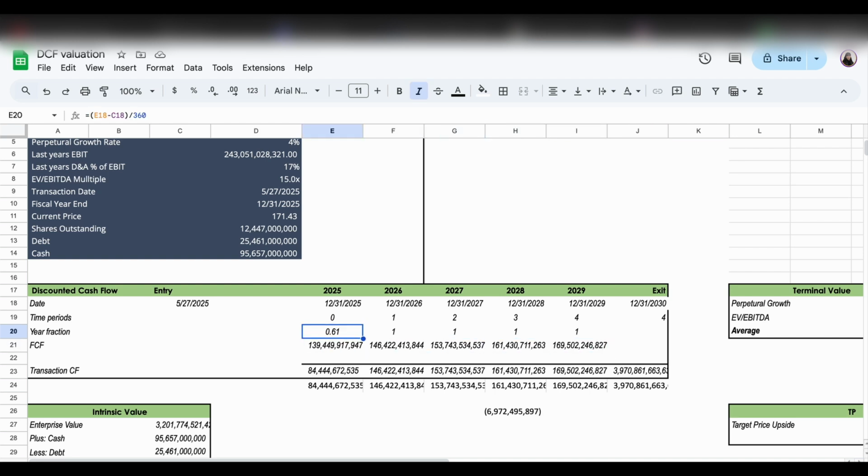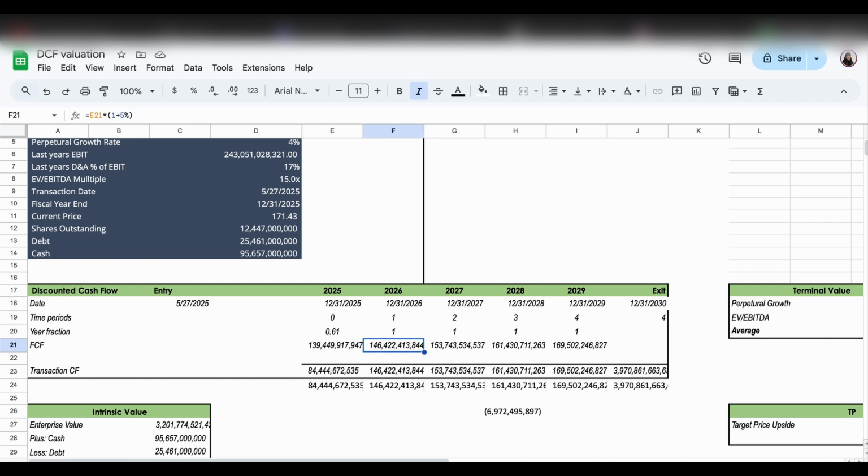Now the year fraction, this is the formula, this is the entire year, that's why it's 1. And this is 0.61 because we bought it not at the beginning of the year, but on the May. That's why it's a fraction of the year. As you can see, there is a formula. So you can take when the year ends minus the current date, divided by 360, and you get the year fraction. This is just a formula.